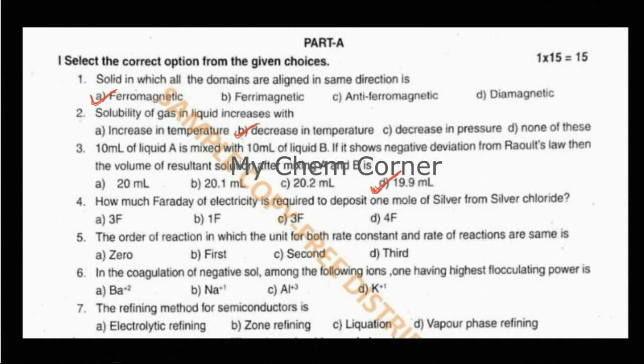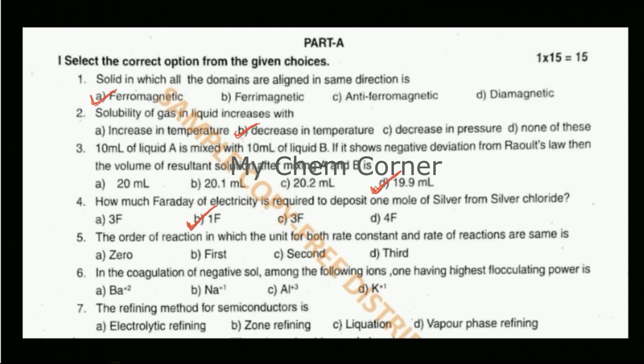Next, how much Faraday of electricity is required to deposit 1 mole of silver from silver chloride? So here, silver chloride, what is the charge of silver in silver chloride? +1. So that means to say it will only take 1 Faraday, because 1 there is standing for the number of electrons that are transferred. So since only +1 charge is there on silver, that +1 into Faraday's constant, therefore 1F.